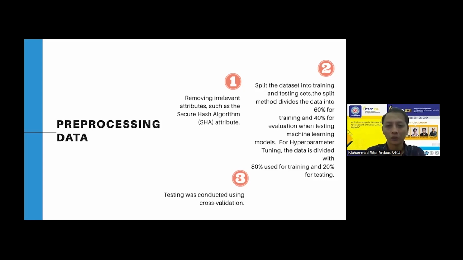Next step, preprocessing data. In this step, we remove irrelevant attributes such as the secure hash algorithm attribute. Then we split the dataset into training and testing sets. The split method divides the data into 60% for training and 40% for evaluation when testing machine learning models. For hyperparameter tuning, the data is divided with 80% for training and 20% for testing. Testing was conducted using cross-validation.